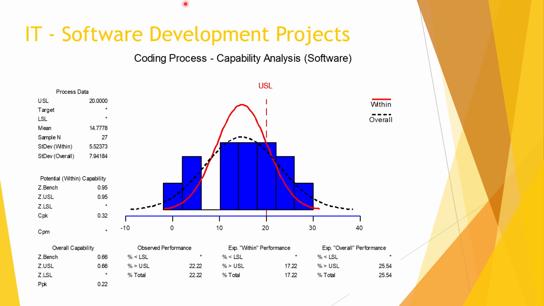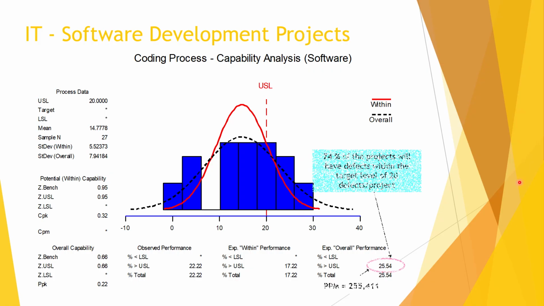And looking at even the CPK, it's nowhere close to the 1.33 either. So we are looking at all of them, and visually this is not looking good with all these data points here. So in this example, all these data points right here, above and beyond the USL, only 74% of the projects will have defects within the target level of 20 defects per project.